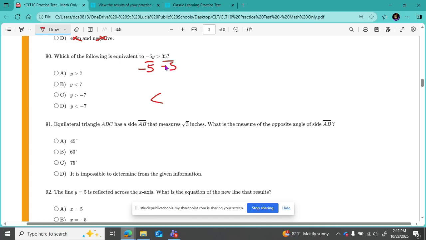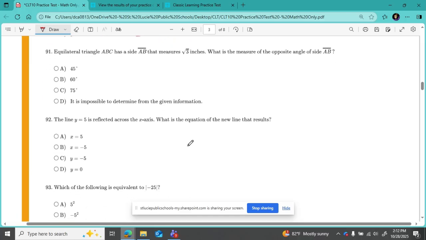flips around. So on this side, my negative signs cancel out and my 5s cancel out. I'm just left with y. And 35 divided by negative 5, a positive number divided by a negative number, is a negative. And 35 divided by 5 is 7. I have proved my answer.